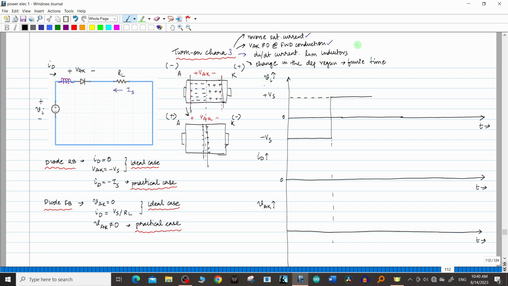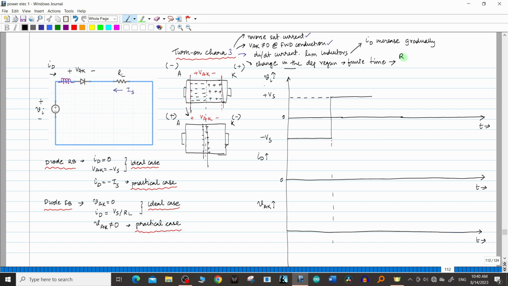Now, the impact of di/dt inductors: what does an inductor do? The inductor does not allow sudden changes in current. It only allows the current to increase gradually, right? So ID can increase gradually, and the change in the depletion region takes finite time. So in this case, what will happen?